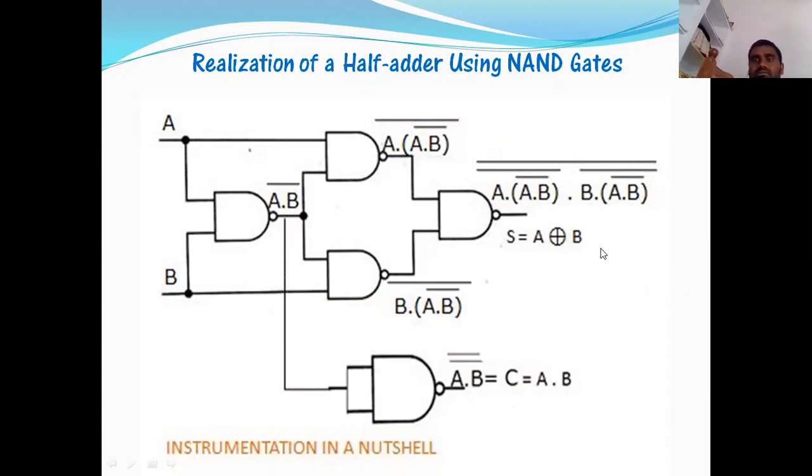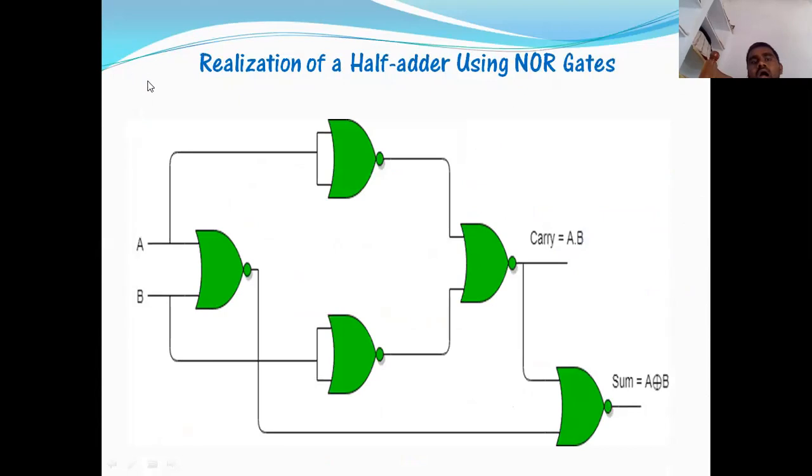Okay. And next, the realization of a half adder using the NOR gates. So here we have A and B. So A and B with NOR gate. NOR gate is nothing but simply A plus B whole bar. So this is the output here.